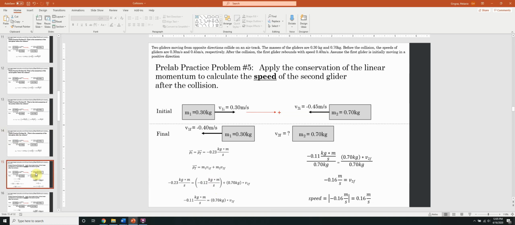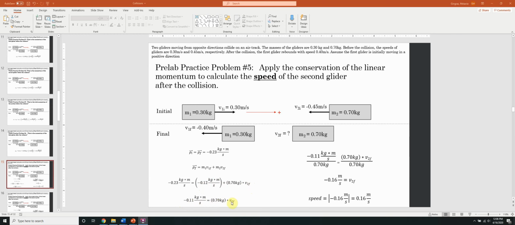Okay, m1 v1 final. All right, then we know that m2 v2 final, well, we know m2 is equal to 0.7 kilograms, and then we have one equation and one unknown where we're solving for v2 final, right? Yes, we do want speed, but if we take the absolute value of whatever we get for velocity, that will give us speed, okay? So the next thing that we're going to do is add a positive 0.12 kilogram meters per second to each side, right? So then we end up getting negative 0.11 kilogram meters per second is equal to 0.7 kilograms times v2 final.